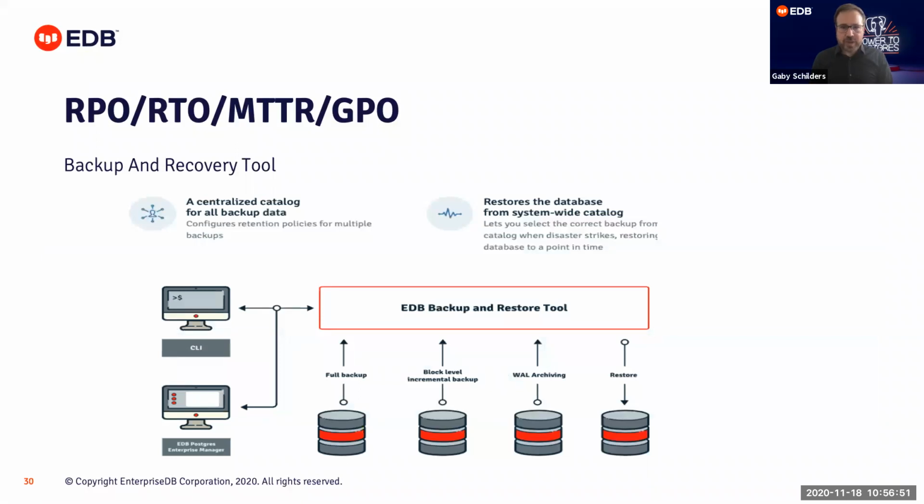So what does BART do? It provides you with a central repository and catalog for all backup data. It can do restores, and in that sense, it is handy for DR. It is handy to recover from logical problems, like an operator making a mistake or data being damaged by a misbehaving system. And I'm not going to go too far into this, but our BART tool creates a full backup, it can create block level incremental backups, and it does WAL archiving. And these three levels allow you to reduce the amount of time that you need to recover from backup.